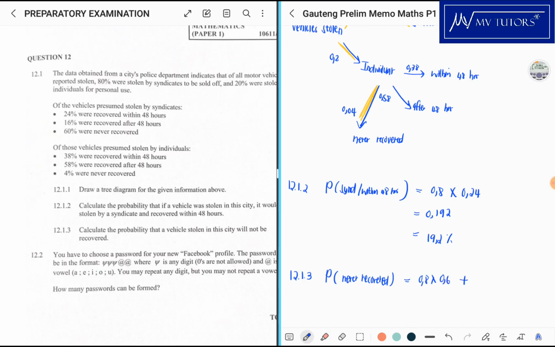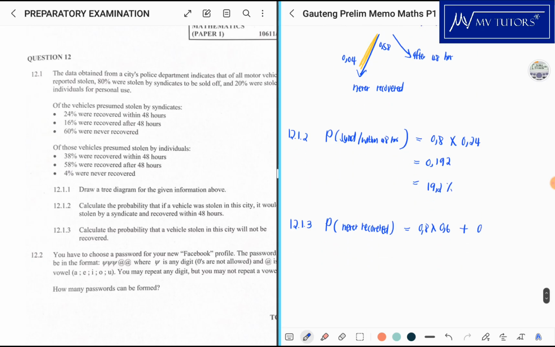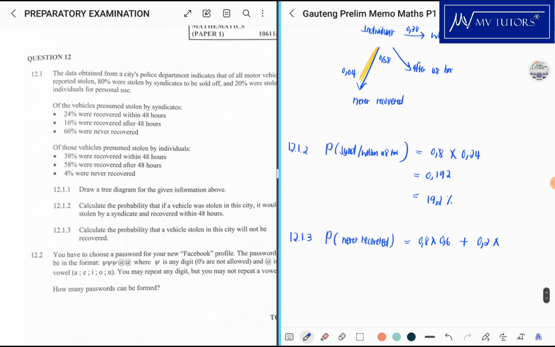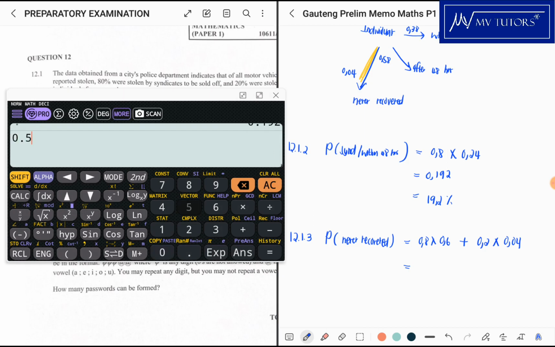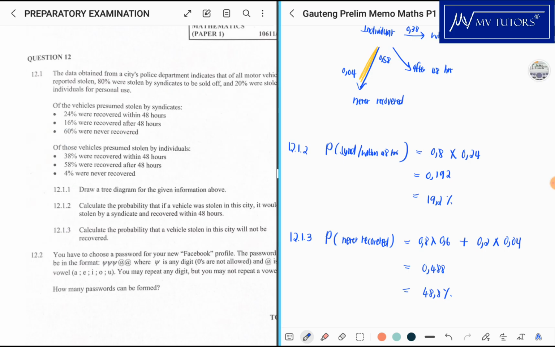Yeah, for syndicates, that number is very high. It's highly likely that you will not recover it. And then for individuals, it's 0.2 times 0.04. That likelihood is very low. So we have 0.8 multiplied by 0.6 and 0.2 multiplied by 0.04. So we have 0.488, or we can say 48.8%. Okay, and now on to the last question.